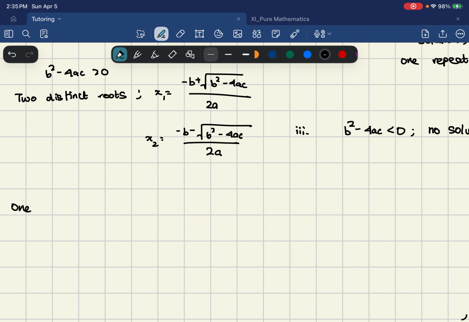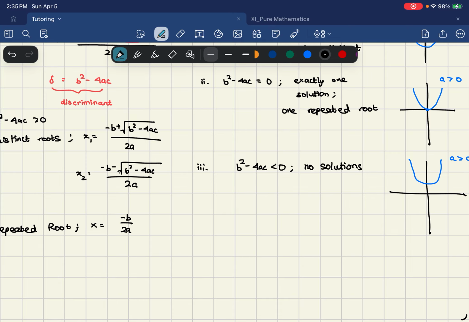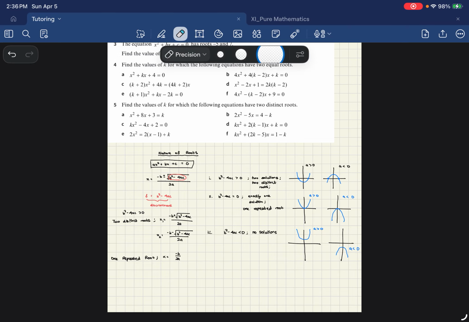And when you have only 1 repeated root, then your solution is going to be at the vertex. So your x is going to be minus b over 2a. Why? Because b squared minus 4ac is 0, so the square root of 0 is just 0, and you have minus b over 2a. So that is about it, and now we are ready to start doing some questions.